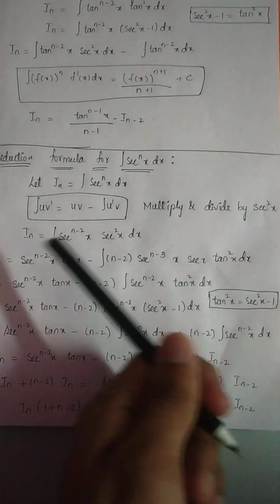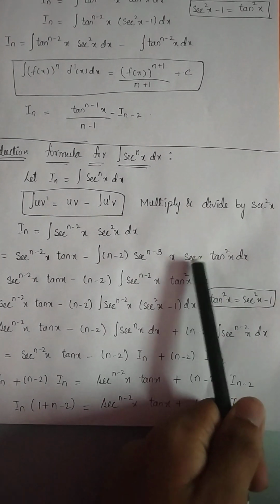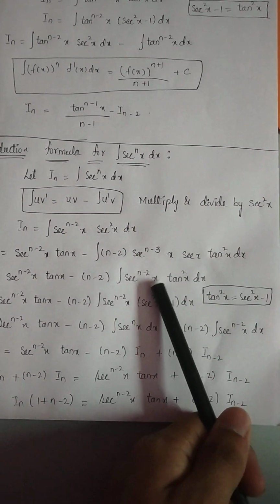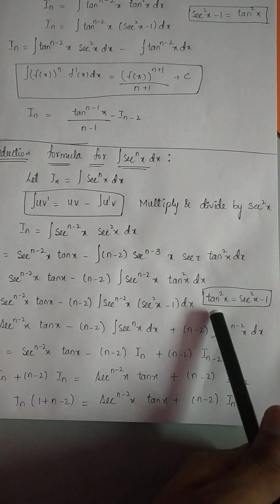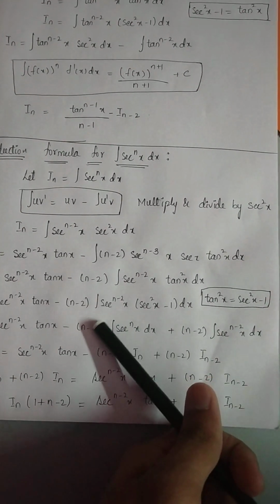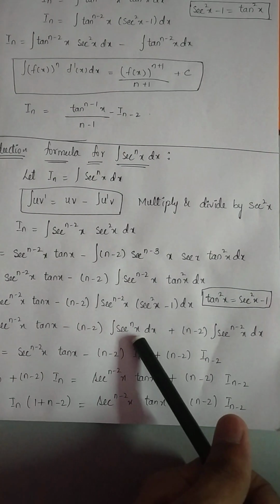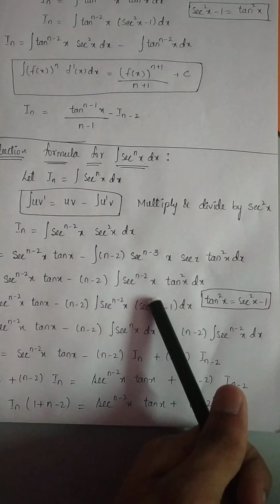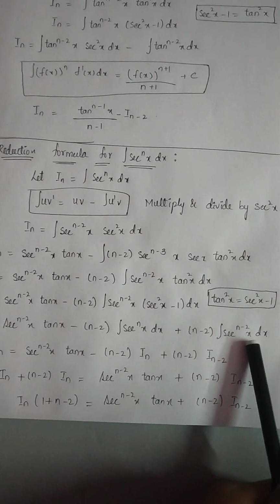In the next step, we get sec^(n-2), since this is plus 1, minus 3, minus 2. Okay. So next up, we'll apply the trigonometric identity for tan^2 x, which is sec^2 x minus 1. After that, we will multiply by sec^(n-2) x. Inside, we get (n-2) integration of sec^n x dx. Minus 2 plus 2 gets cancelled here. Plus (n-2) integration of sec^(n-2) x dx.